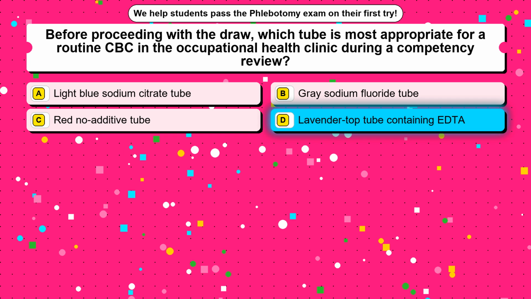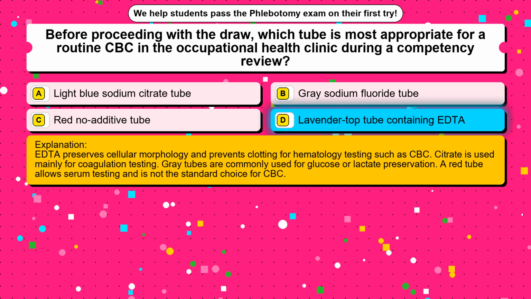The correct answer is option D. Lavender top tube containing EDTA. EDTA preserves cellular morphology and prevents clotting for hematology testing such as CBC. Citrate is used mainly for coagulation testing. Gray tubes are commonly used for glucose or lactate preservation. A red tube allows serum testing and is not the standard choice for CBC.